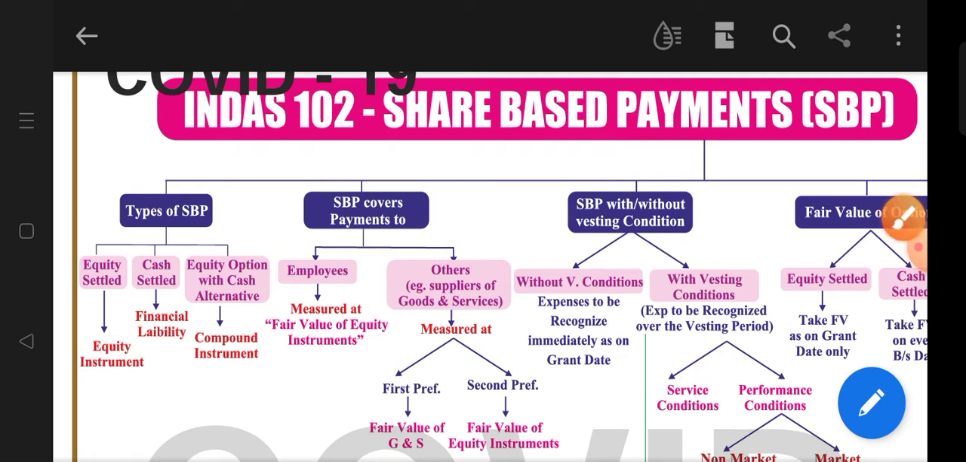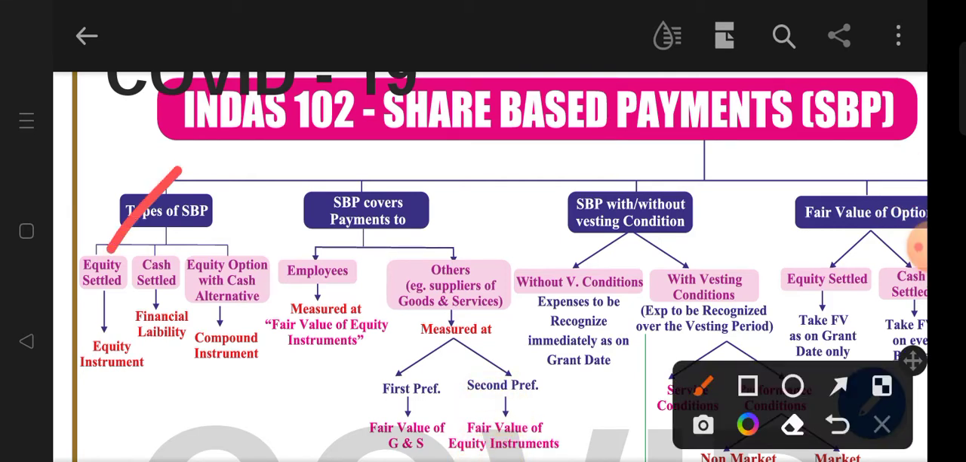So first, there are three types in share based payments. One is equity settled, the second is cash settled, and the third is equity plus cash, that is, equity option with cash alternative. Either they can exercise the shares or they can get the cash. If the employee doesn't want the shares, he can ask for the cash.